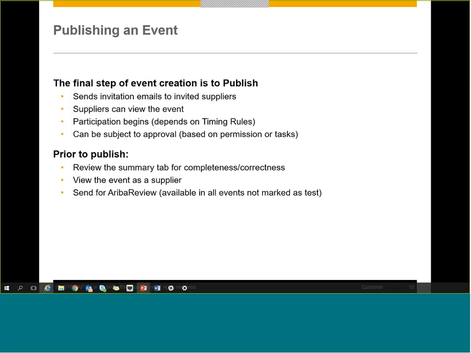Prior to publishing the event, we do have a few recommendations. We recommend that you review the summary tab for completeness and correctness. The summary tab will show you any errors with the content, anything that you need to correct before you will be able to publish. We also recommend that from the content tab or from the suppliers tab in the event creation wizard, you view the event as a supplier.